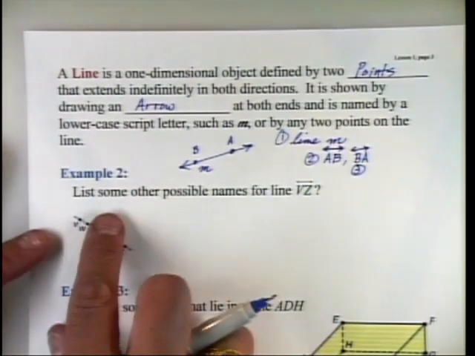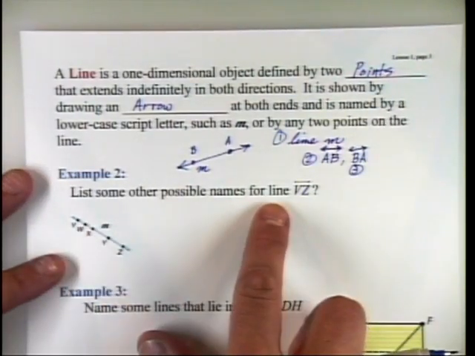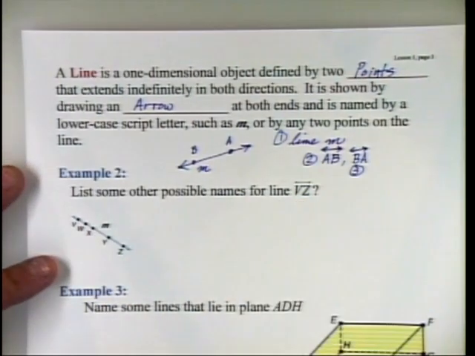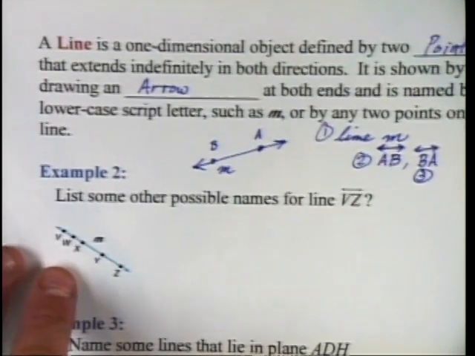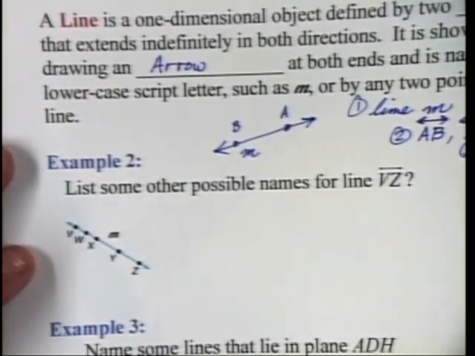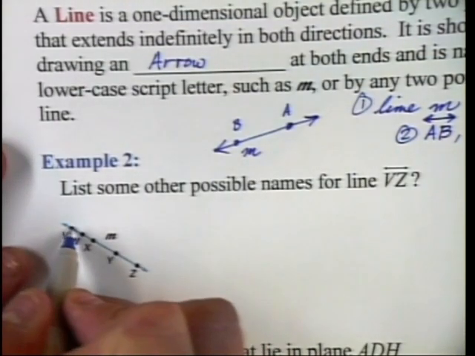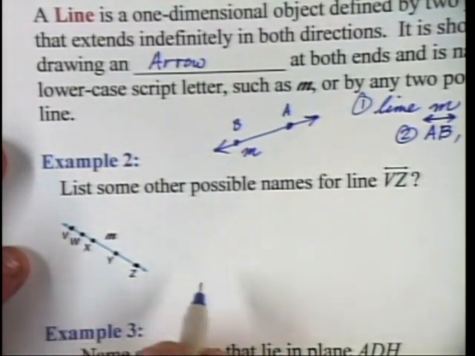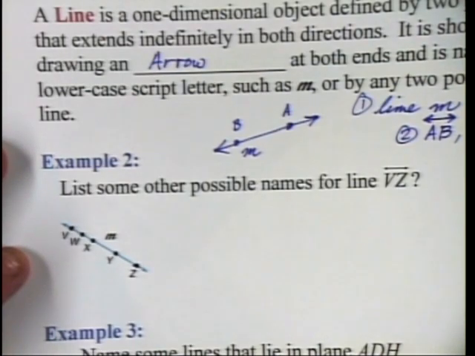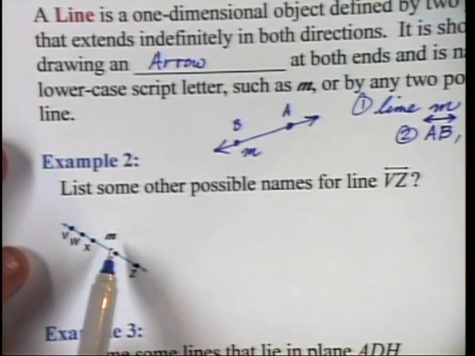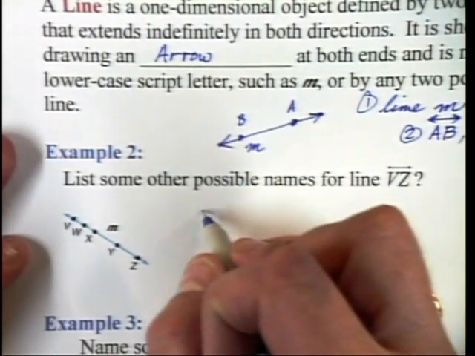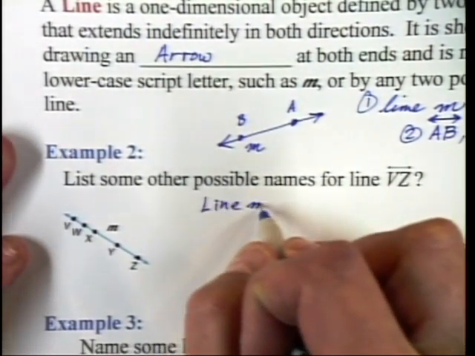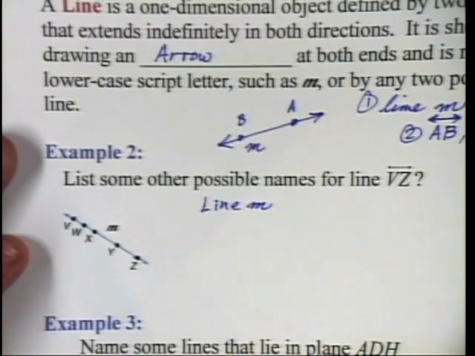Now, here's an example 2. List some other possible names for line VZ. So VZ, here's the diagram down here. Hope you can see it all right. VZ, well, we're starting here. There's V, there's Z. That pretty much covers all the points. We can come up with some other possible names. Well, notice the little script letter that's already written by the line. So, of course, some other names for this line might be line M again. Doesn't always have to be an M.